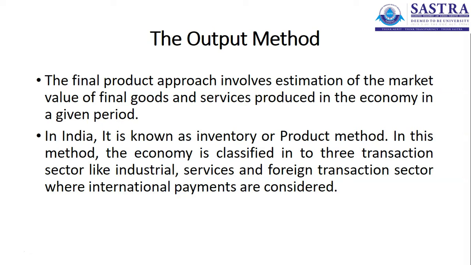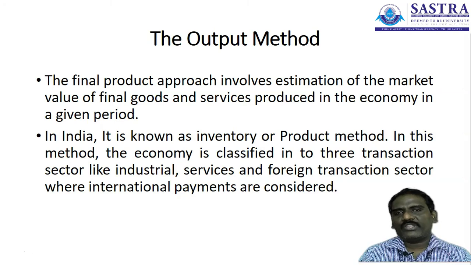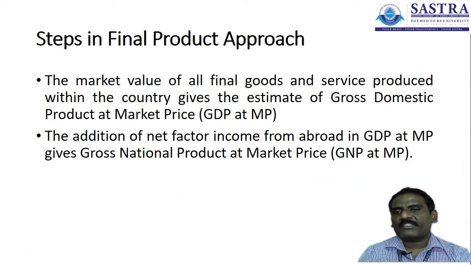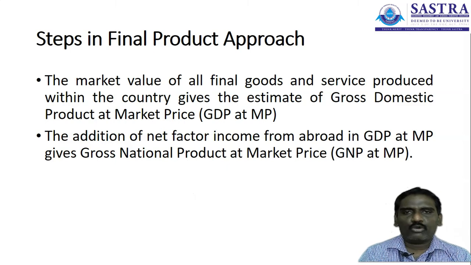In this particular method, the economy is classified into the 3 major transactions that happen in the economy. We classify on the basis of the industrial sector, the services sector, and the foreign transaction sector. In the foreign transaction sector, international payments are also considered when we do the calculation. So this particular method we call the output method. How do we arrive at this output method? There are steps involved in the final product approach, or the product approach, or the output approach.